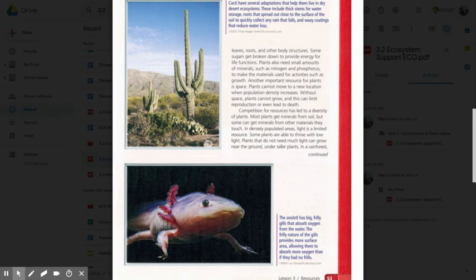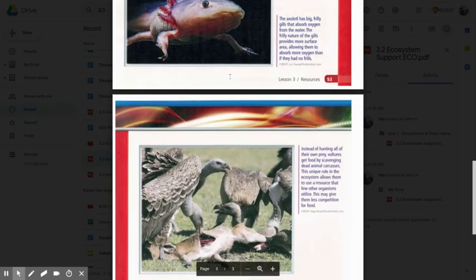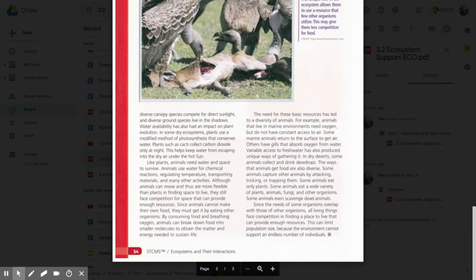In densely populated areas, light is a limited resource. Some plants are able to thrive with low light. Plants that do not need much light can grow near the ground, under taller plants. In a rainforest, diverse canopy species compete for direct sunlight, and the diverse ground species live in the shadows.